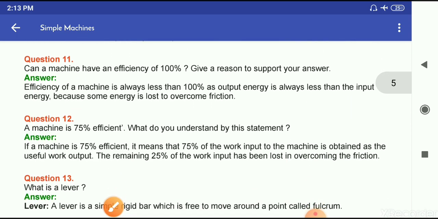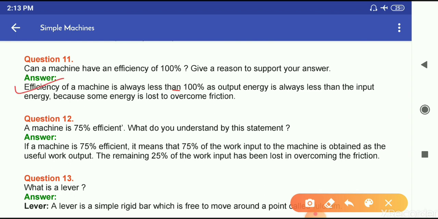Question number 11. How can a machine have an efficiency of 100%? Give a reason to support your answer. Efficiency of a machine is always less than 100% as output energy is always less than the input energy, because some energy is lost to overcome friction.